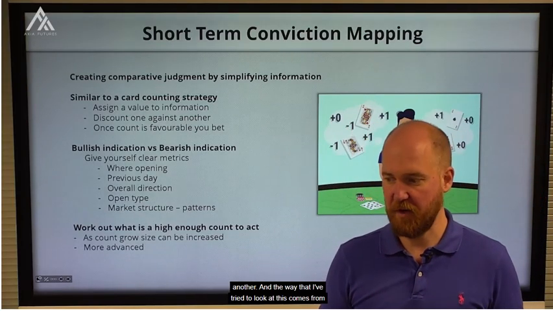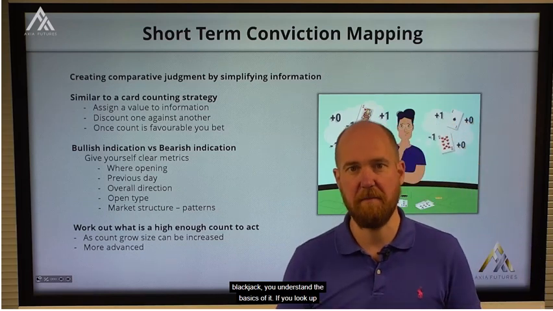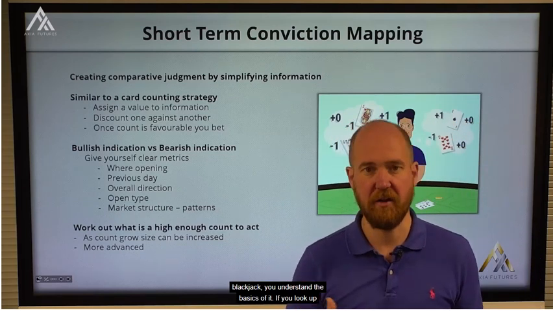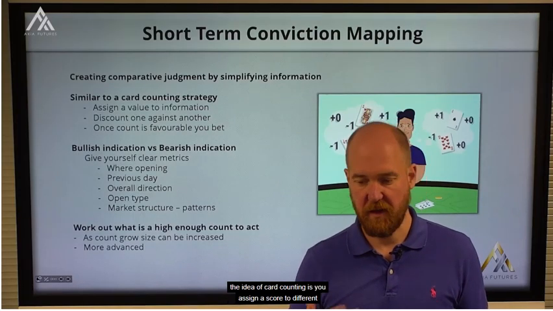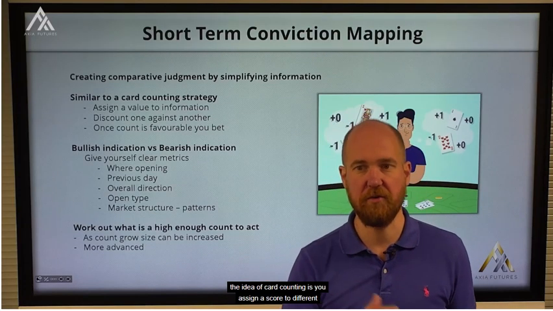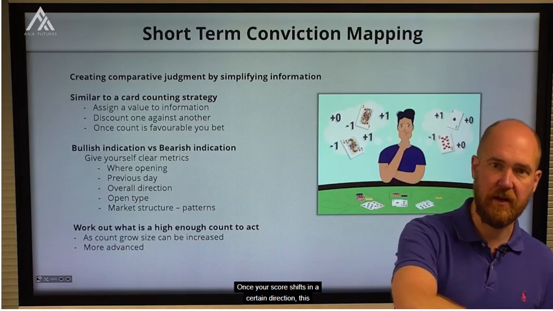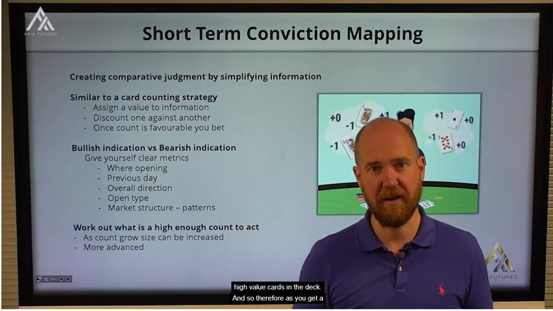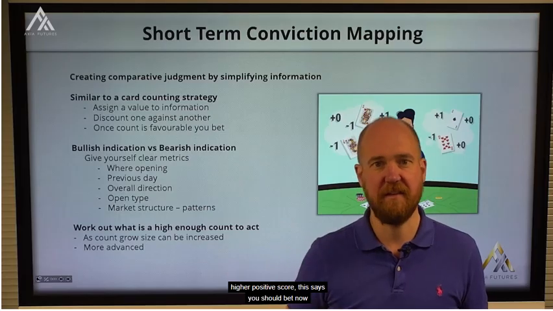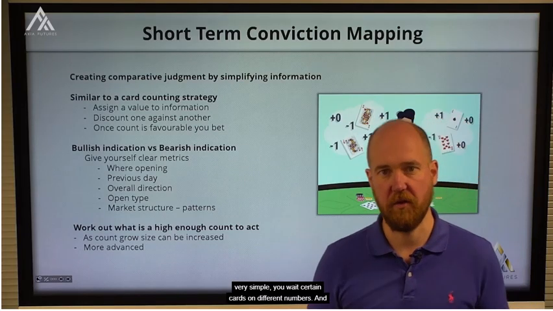And the way that I've tried to look at this comes from a card counting idea. For anybody who knows how to play blackjack, you understand the basics of it. If you look up card counting, there are simple methods to do this. Essentially, the idea of card counting is you assign a score to different cards. Once your score shifts in a certain direction, this indicates that there are more high value cards in the deck. And so as you get a higher positive score, this says you should bet now. Very simple, you weight certain cards on different numbers.